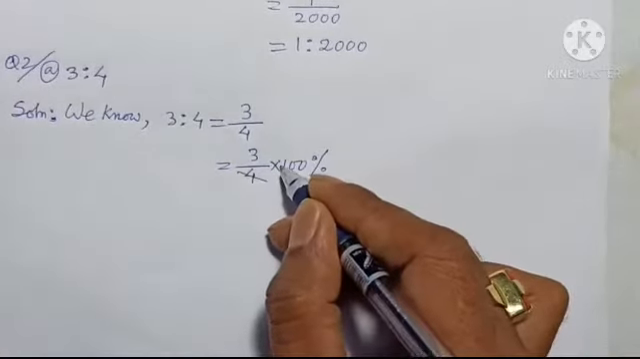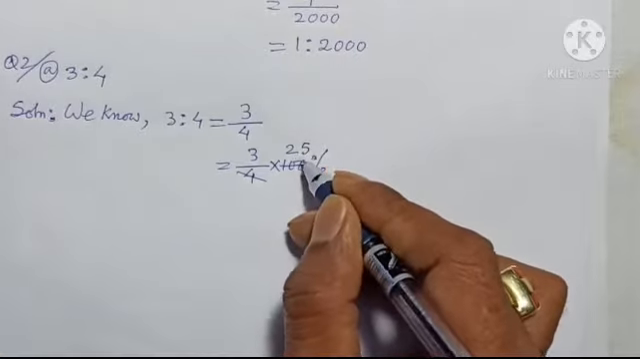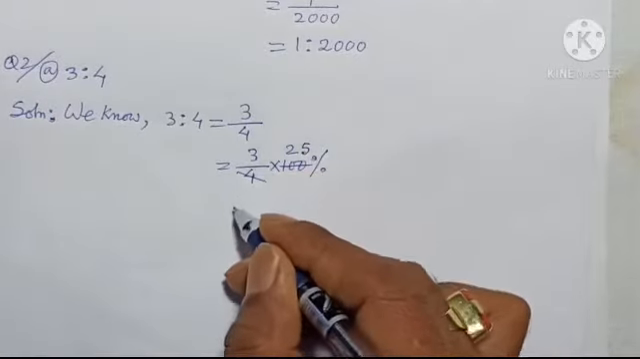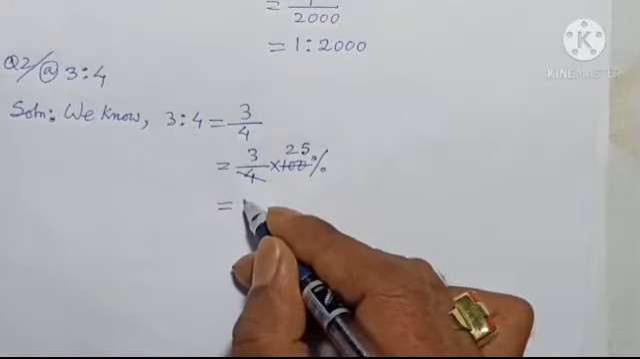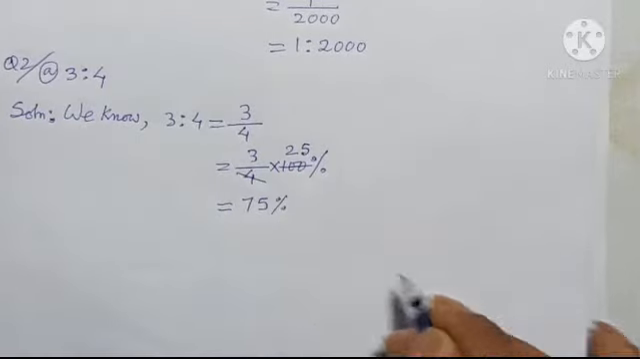4 can divide 100. 4 2 times is 8, 9, 10. 4 5 times is 20. We are getting 25. 25 into 3 is 75. And we are getting 75. And this is the answer.